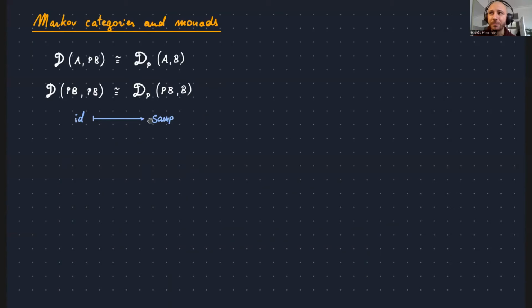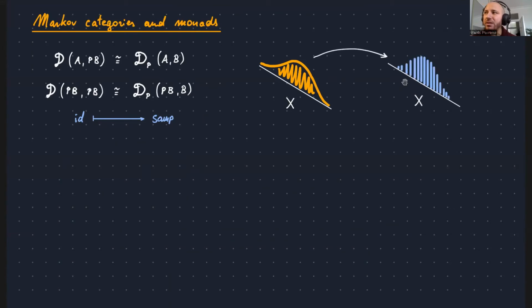What does sample do? It's a map that takes a probability measure PB and gives you a random element of B. So it takes a probability measure on your space X and draws a random sample, a random element of X, distributed according to that measure. Those of you familiar with probabilistic programming might recognize the sample command, that's what makes your thing probabilistic. That generates all the randomness. All random things are obtained by sampling from some distribution, right?